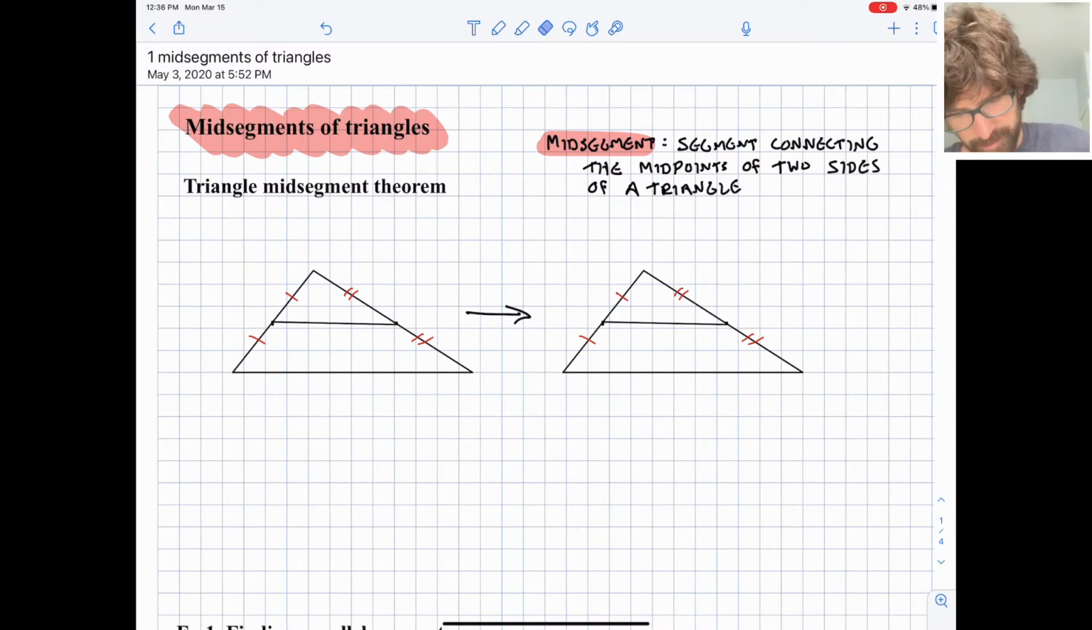One thing that it gets us, and I'm going to erase the givens here to be clear about what's given and what's concluding, is that these two segments are parallel. So the midsegment will always be parallel to the third side of the triangle that it doesn't intersect. The other thing that is really quite useful is this midsegment has a length that's half the length of that third side. So two quite useful results here. The midsegment is parallel to the third side and half the length of the third side. So let's do a couple practice problems using that theorem.